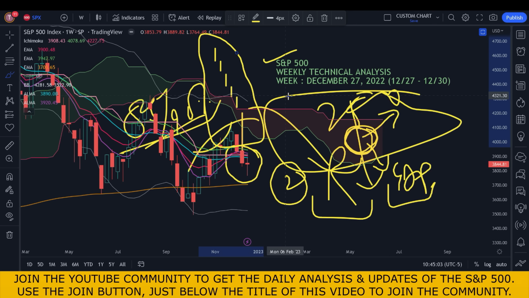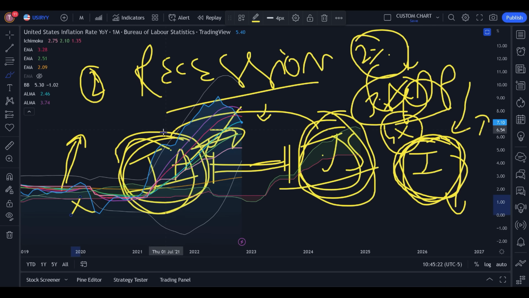This is the stock market. The stock market can tank by 60, 70, 80%. Okay, not a big deal. So guys, this was all about the GDP and this recession.